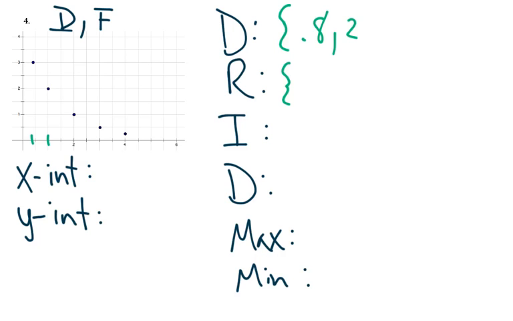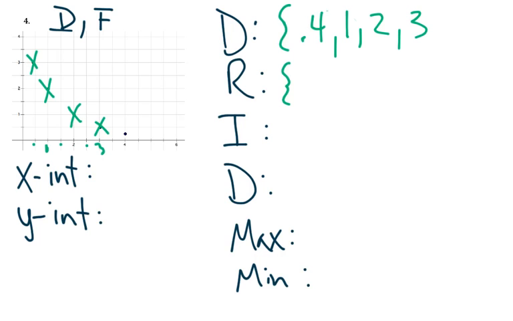The x value, oh, that's 2. So this would be 1. 3, 4, so that'd be 3.5, 2.5, 1.5, 0.5, so like 0.4. And then 1, so there's that x, then 2, then 3, and then 4. Okay, so there's our domain.